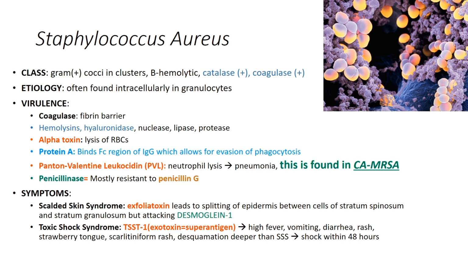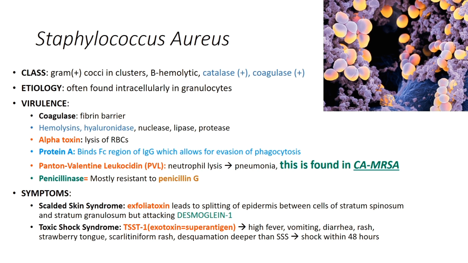Virulence for this, it has a coagulase, obviously. It has hemolysins, hyaluronidase, nuclease, lipase, protease, all those guys. It has alpha toxins, which can destroy RBCs. It has a protein A, and this is very specific. You should definitely know this; it's high yield.